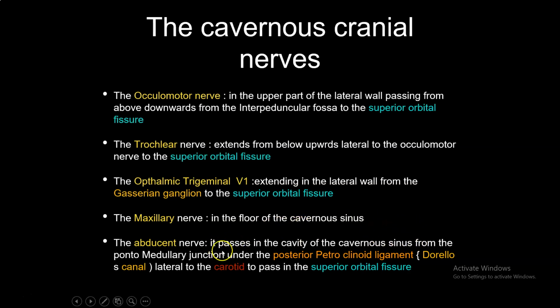from the pontomedullary junction, ascends upwards for a while in the basilar sinus, and then goes below the posterior petroclinoid ligament, Dorello's canal, lateral to the carotid and inferior to it, also passing through the superior orbital fissure. So these are the cranial nerves inside the cavity and in the lateral wall of the cavernous sinus.